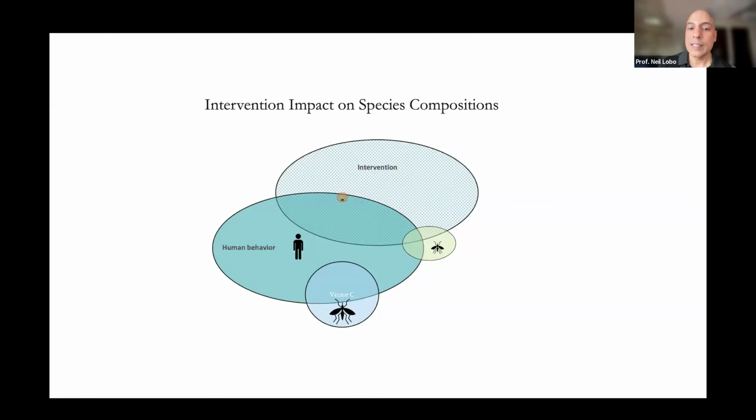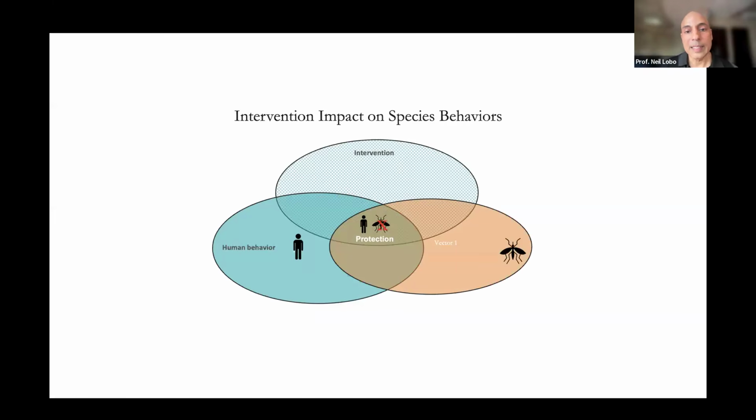Now, the second thing that might happen is that your vectors, again, remember you put pressure on a system, it's going to push back. And let's say we're looking at indoor residual spraying. So your mosquitoes are resting inside on sprayed walls. Now, mosquitoes are not going to want to die. We have evolution to contend with.